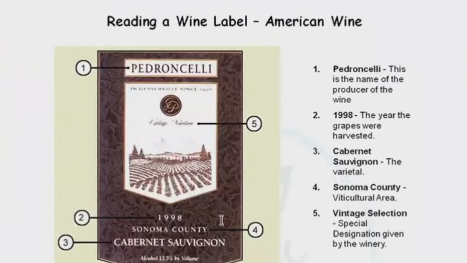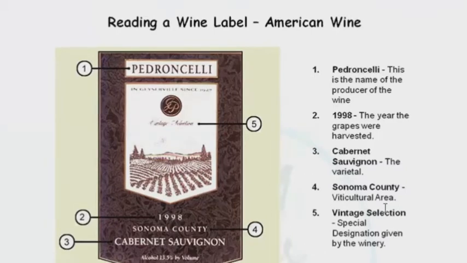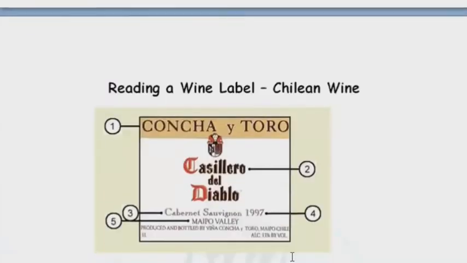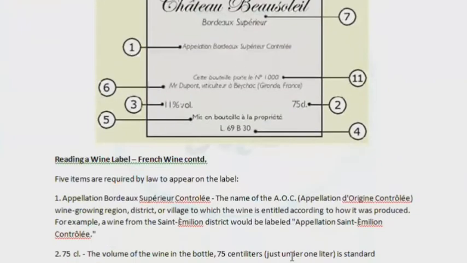All right, once more for your understanding, this is an American wine, Pahlmeyer. This is the name of the producer of the wine. So first is the producer of the wine, then the vintage year when the grapes were harvested. Cabernet Sauvignon, this is the grape name, the grape varietal. Sonoma County, the viticulture area. Vintage selection is a special designation given by the winery. This is the vintage selection. Okay, I hope it is clear now. Reading the label: wine name, winery name, vintage year, and so on.